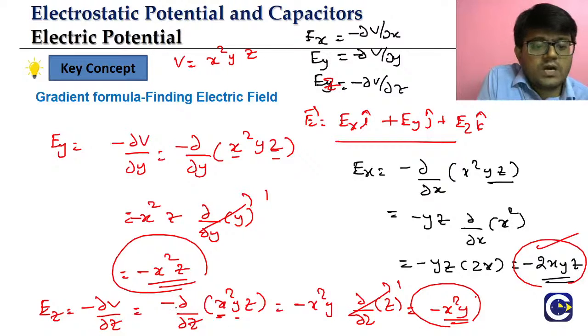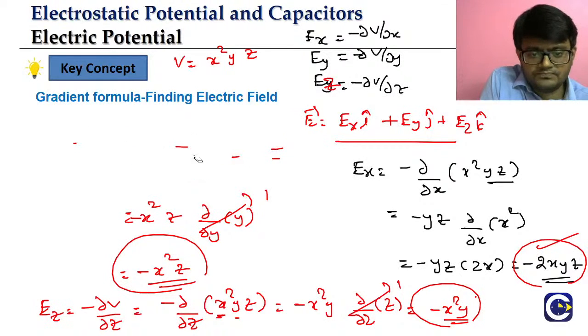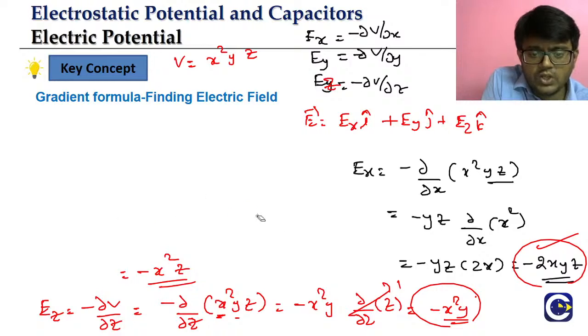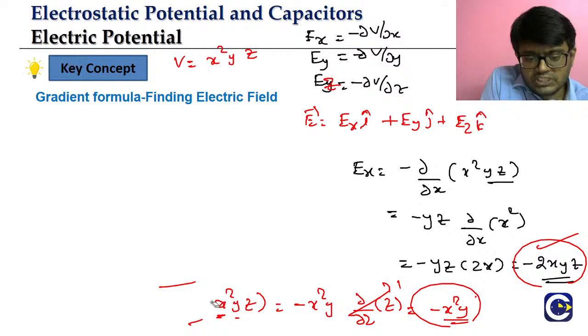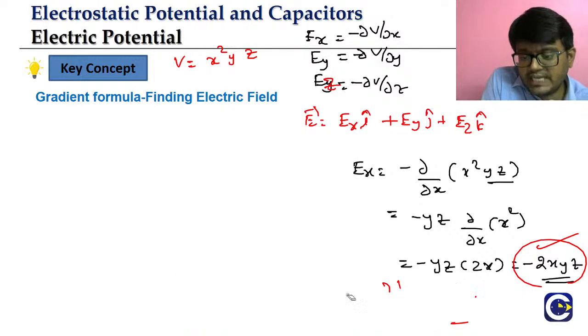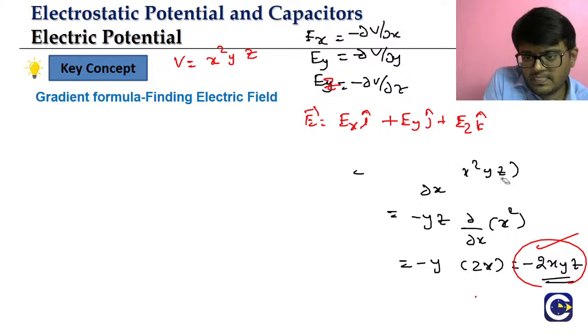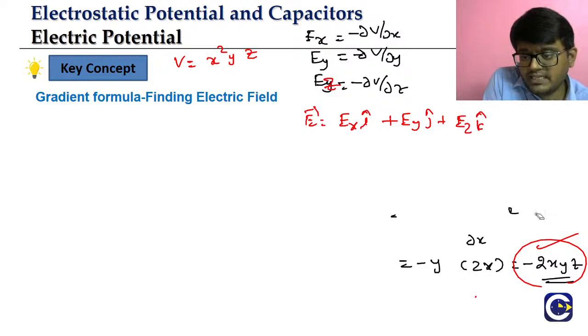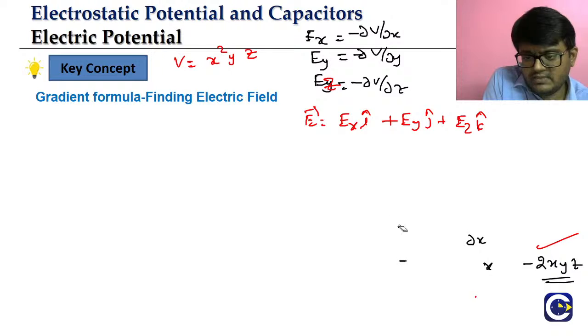So this is what we will generally call the gradient formula. What do we generally call it? The gradient formula. We are going to use this relation between the electric field and potential. What is this relation based upon? Taking the partial derivatives. Now look, I will finally write the gradient formula.